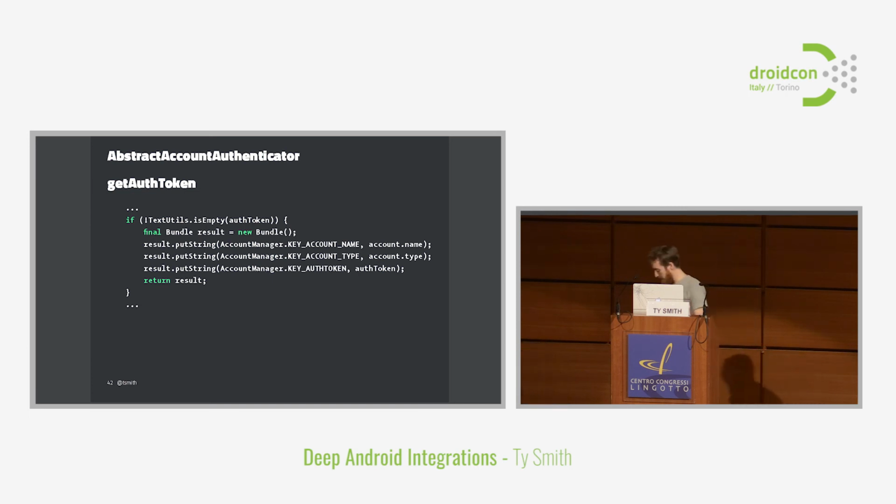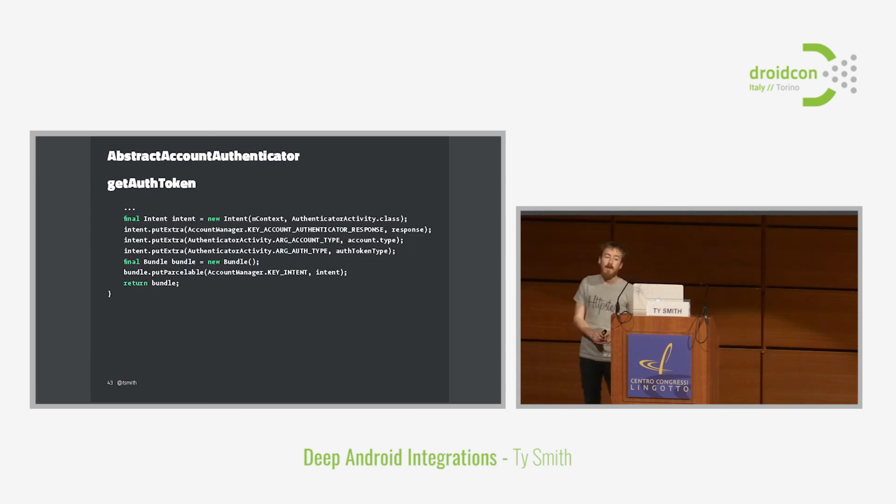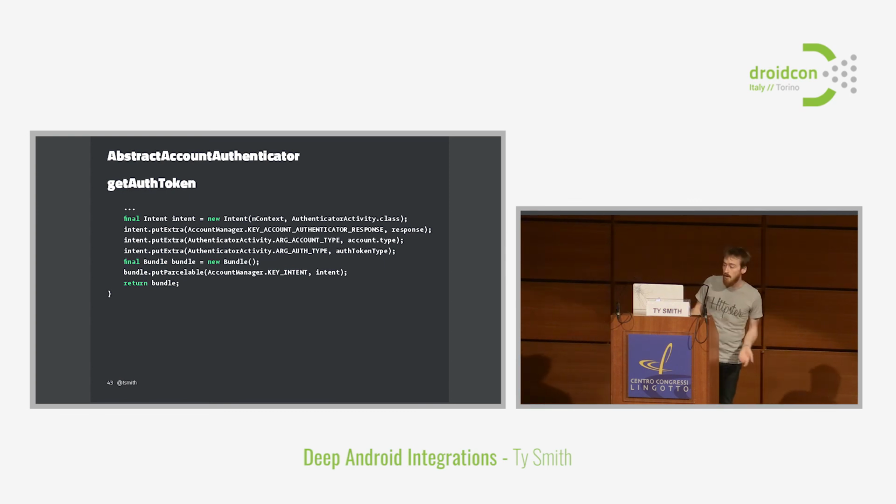But if we get to this other section of the getAuthToken method, then we know we couldn't access the user's account logged in information, and so we might need to prompt them to do the login again. So this is another one of those edge cases that's described in that first flow. And then we create an intent to display the authenticator activity.